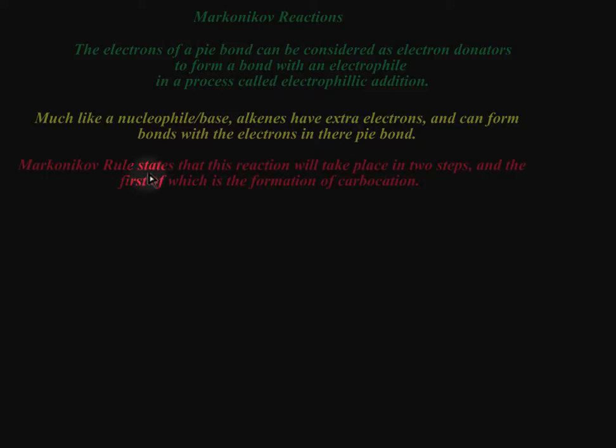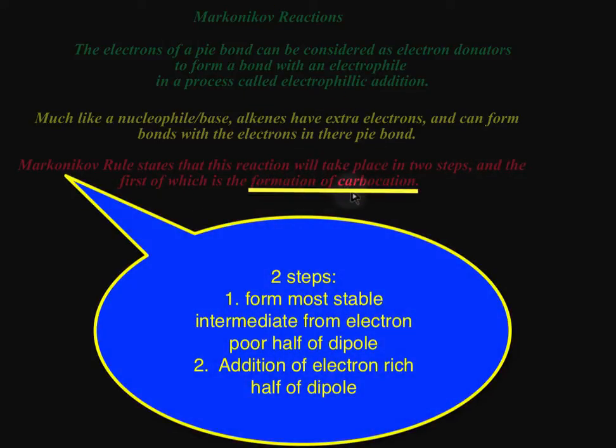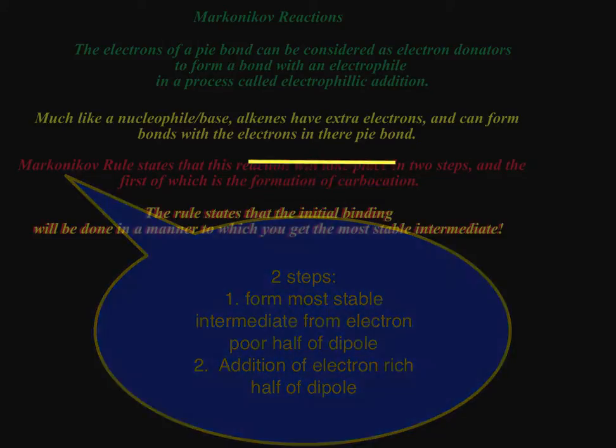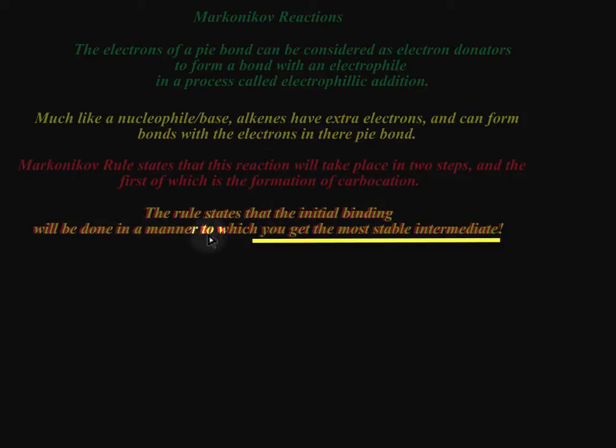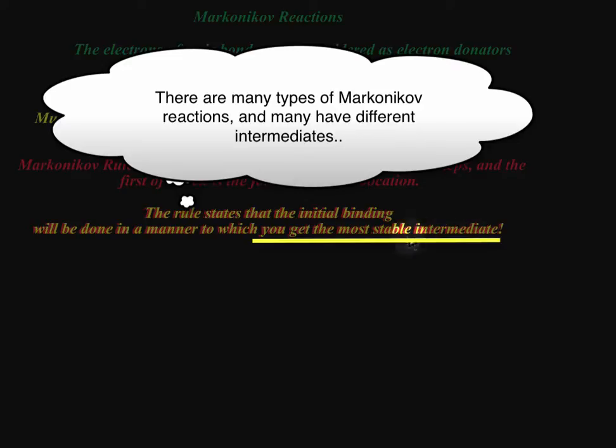So the Markovnikov rule, this is the expanded rule, states that it will take place in two steps, the first of which is to form the carbocation. And the rule states that it's going to bond the electrophile in order to form the most stable carbocation. So the initial binding is going to be done in a manner in which you get the most stable intermediate, carbocation, free radical, whatever it is. This is the expanded version of the rule.